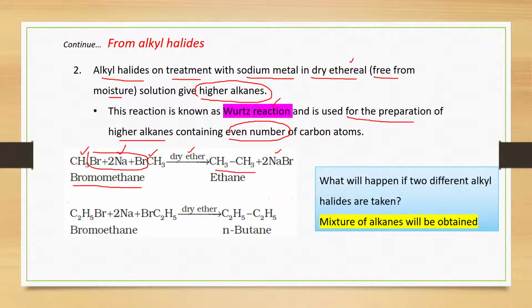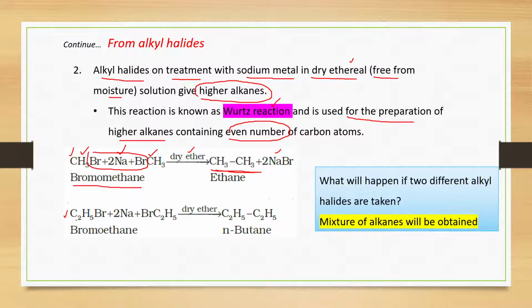Now just see the number of carbon atoms. In each molecule of bromomethane there is one carbon atom, but in the product there are two carbon atoms. So the number of carbon atoms increases. Higher alkanes are obtained. Same way, bromoethane.